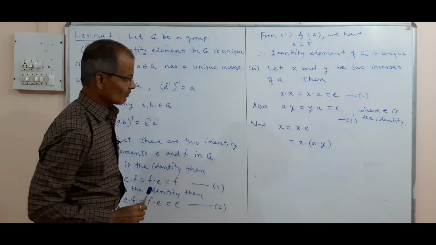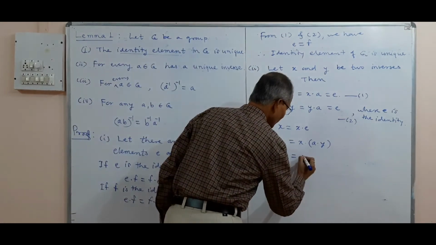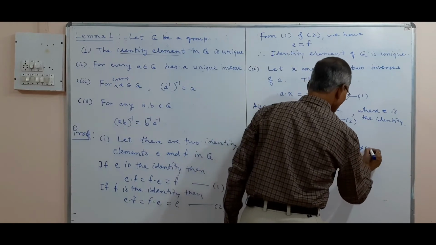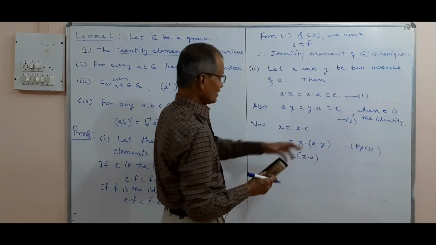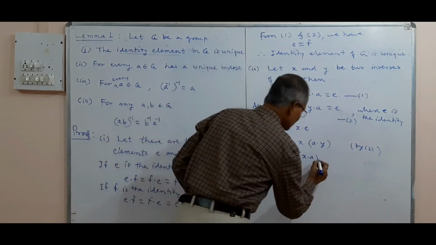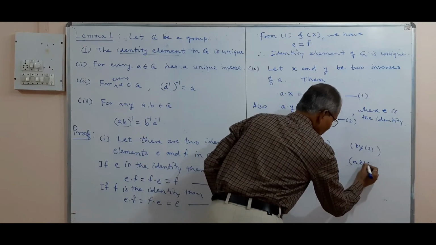And again, what we can consider is the associative property. X into A, this is by 2. E is A into Y. And by the associative property, X into A into Y. Associative law.